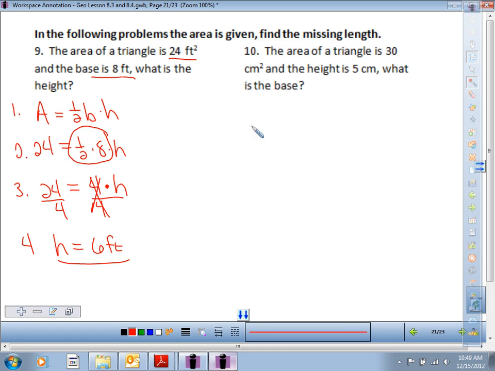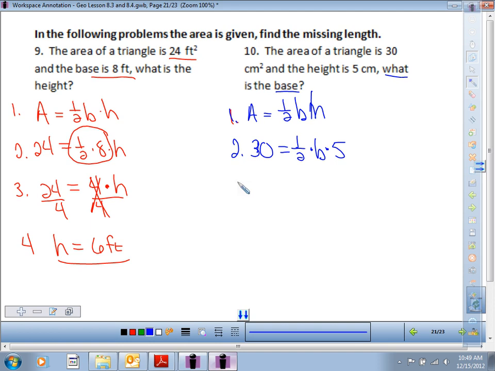Same process here. The area of a triangle is 30 centimeters squared. So what I would do is stop, and I would write the formula down. So the area of a triangle is 1/2 base times height. Step 2, let's substitute in. The area is 30. We know that. 1/2. The base, we don't actually know the base. It says, what is the base? I'm going to underline what I'm trying to find. The height we know is 5.